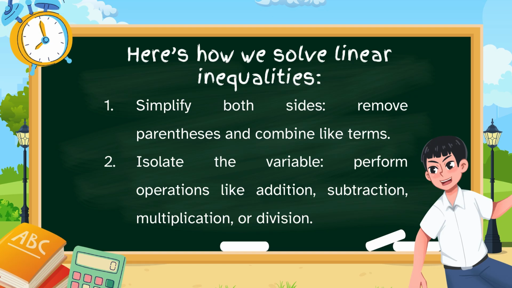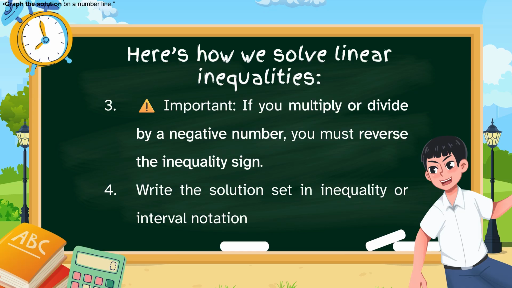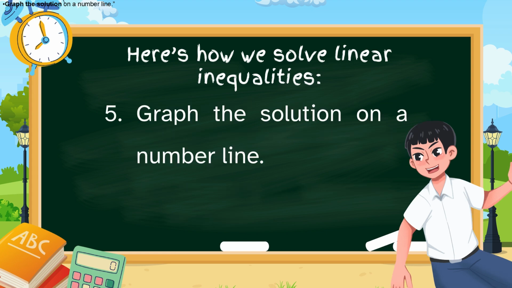1. Simplify both sides. Remove parentheses and combine like terms. 2. Isolate the variable. Perform operations like addition, subtraction, multiplication, or division. 3. Warning, important: if you multiply or divide by a negative number, you must reverse the inequality sign. 4. Write the solution set in inequality or interval notation. 5. Graph the solution on a number line.